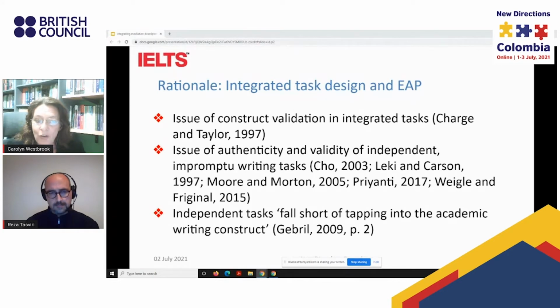Also, because a lot of work has looked at this in the meantime, we know that several researchers have actually questioned the authenticity and the validity of an independent impromptu writing task, such as we have in the IELTS writing task 2. And this is because much university writing has been found to be based on writing from sources, and therefore independent writing tasks have been criticised for falling short of tapping into the academic writing construct, as we see there from Gabriel 2009.